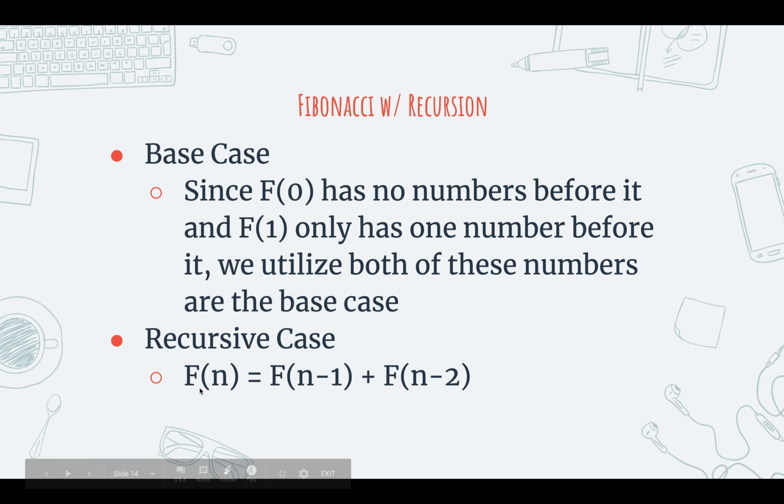The Fibonacci number of n is equal to the Fibonacci number of n minus 1 plus the Fibonacci number of n minus 2. The value within the parentheses is not the Fibonacci number, it's the position within the Fibonacci series. F of n minus 1, or F of n minus 2, or F of n is the Fibonacci number.